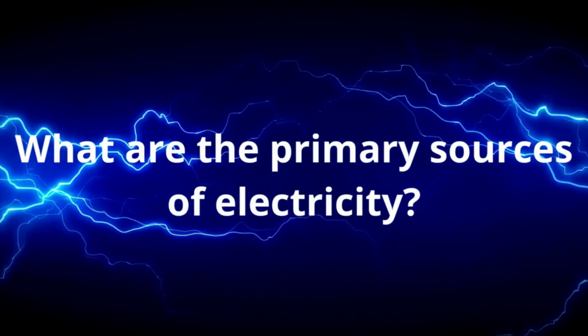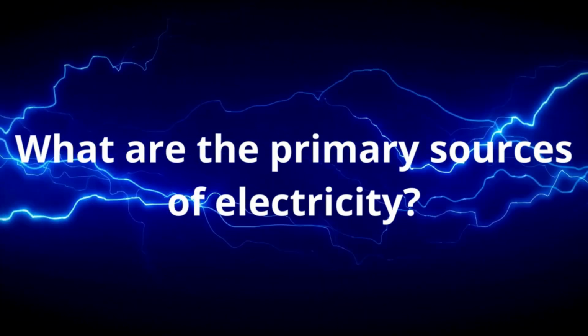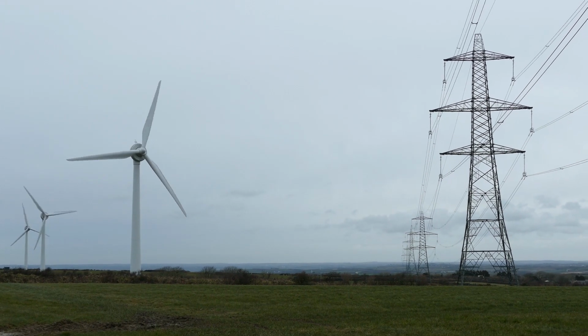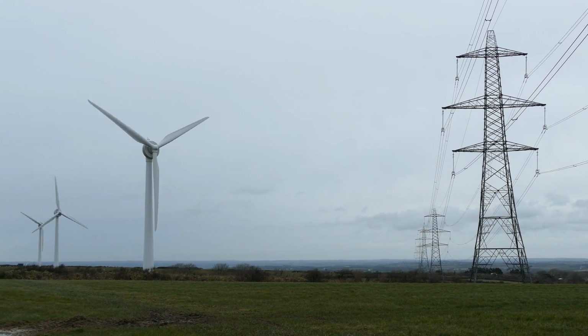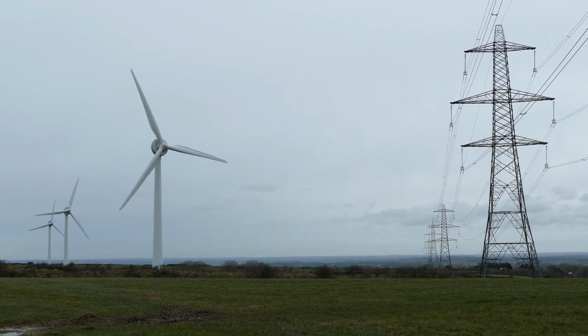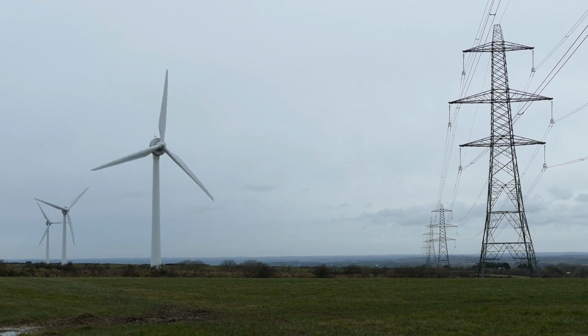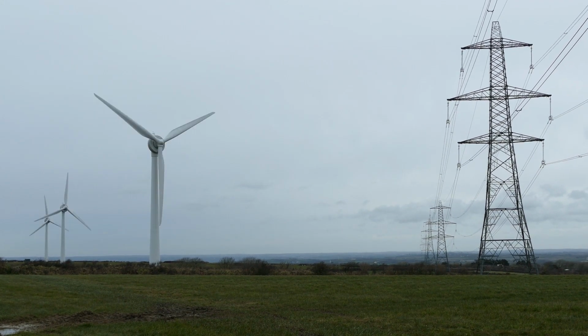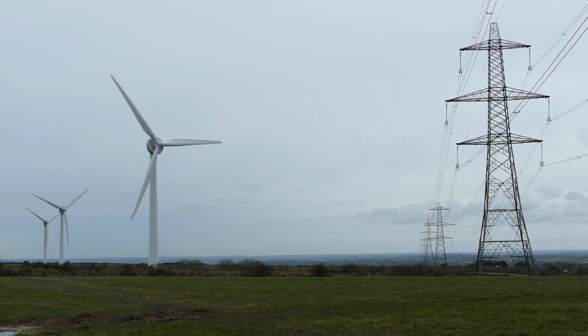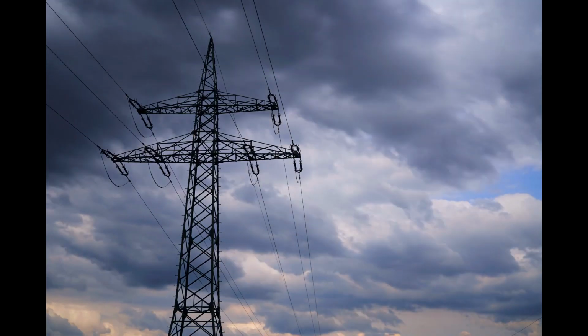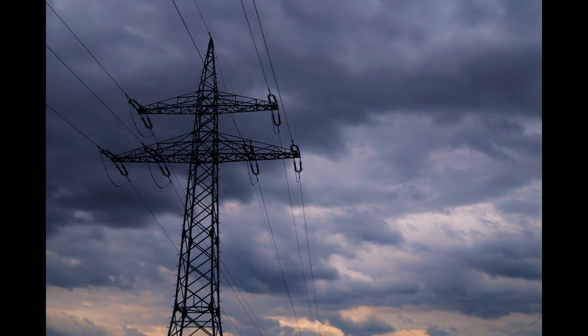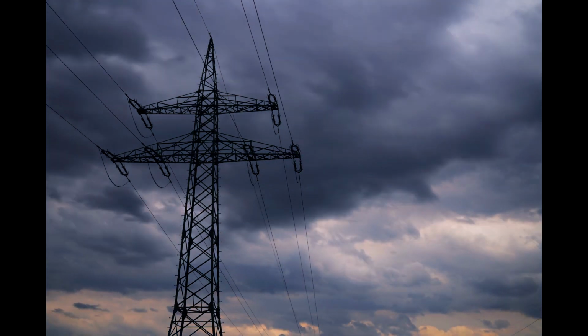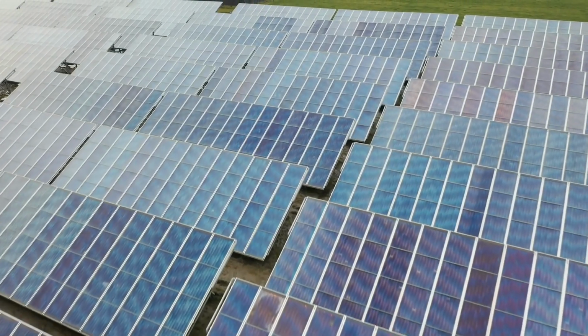What are the primary sources of electricity? Electricity takes on many different forms. This is because converting a primary source into a secondary energy source produces the electricity we use. Primary energy sources are either renewable or non-renewable. Coal, natural gas, and nuclear energy are non-renewable energy sources, while solar, wind, and hydroelectric are examples of renewable energy.